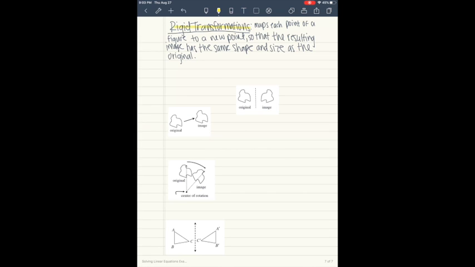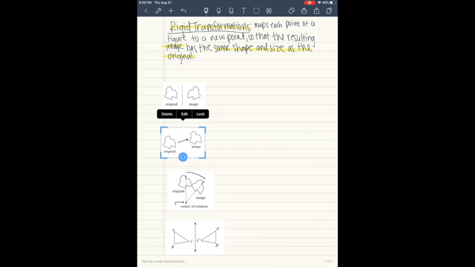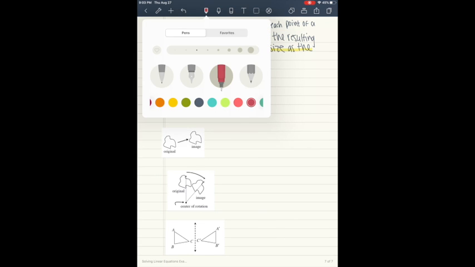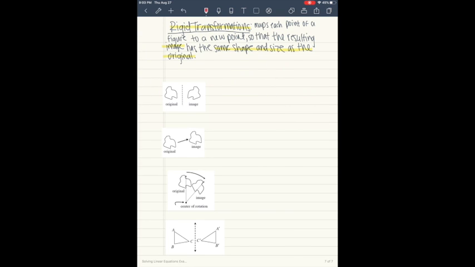So for rigid transformations, the big part of it is the word image, and then the same shape and size as the original. And we'll be addressing that in each of these specific situations. But there are 3 of them. So let me move this down a little bit so I have some space here. Let's separate those. So the first one, let's use another color. Let's make it fun. The first one we're going to talk about, and like I said, we're going into more detail today, is a reflection.